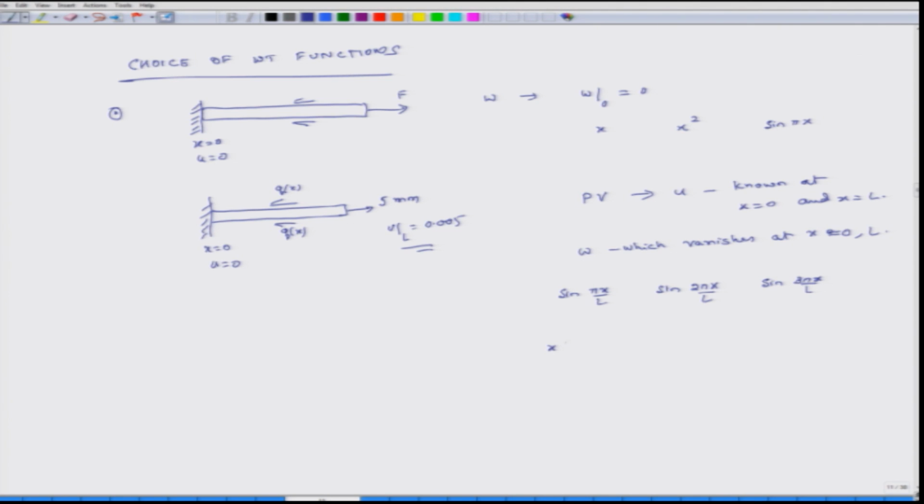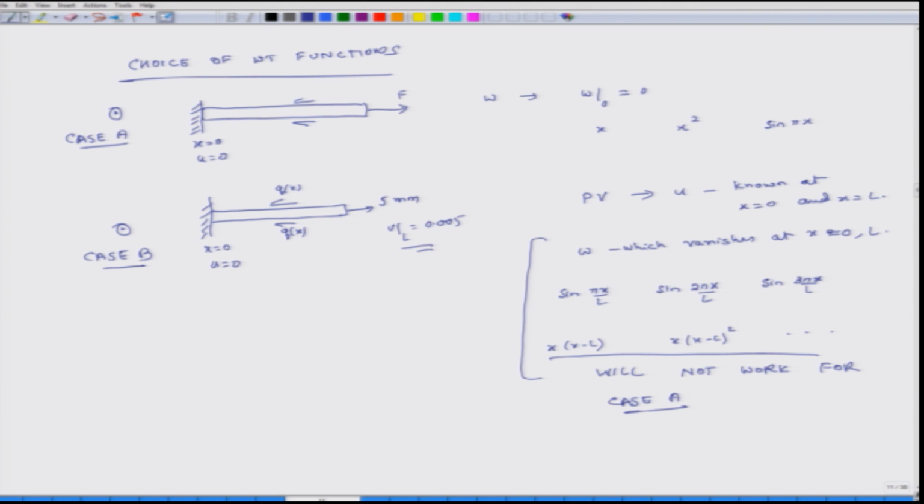Another function could be x times x minus L, another function could be x times x minus L square, and so on and so forth. So, this is how we choose the functions. Now, these functions will not work. So, let us say this is case A and this is case B. So, these functions will not work for case A.